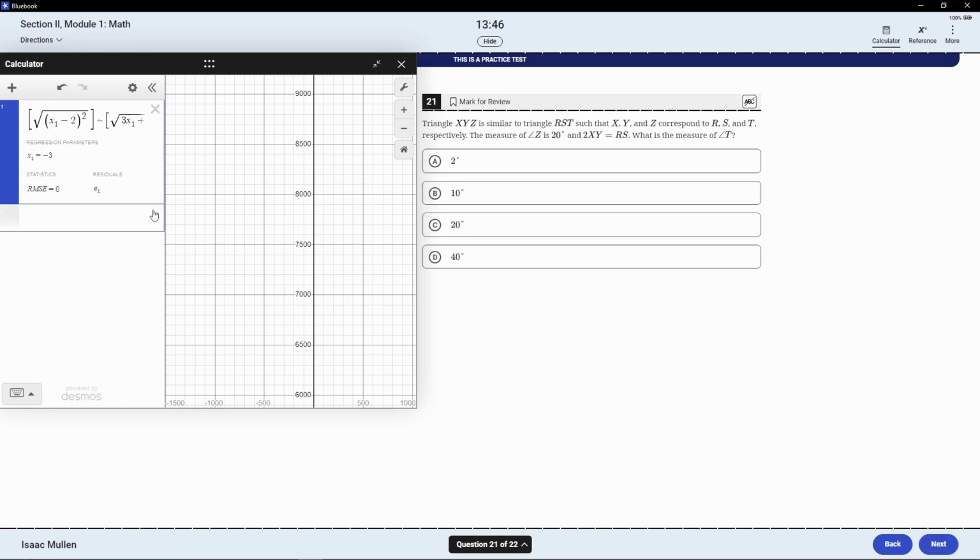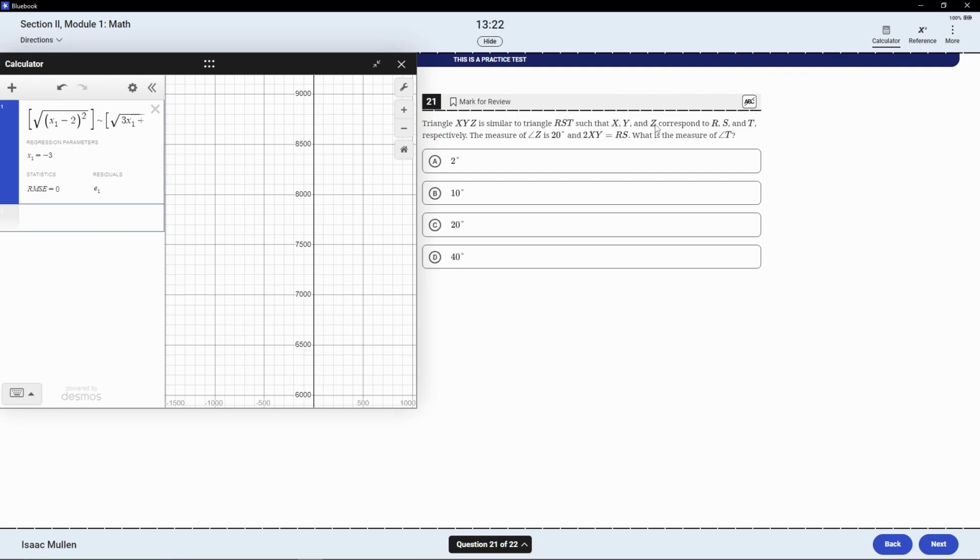Triangle XYZ is similar to triangle RST. Similar, alright? Meaning, I think, just one is bigger. Such that X, Y, and Z correspond to R, S, and T, respectively, the measure of angle Z is 20, and 2XY is equal to RS. What is the measure of angle T?